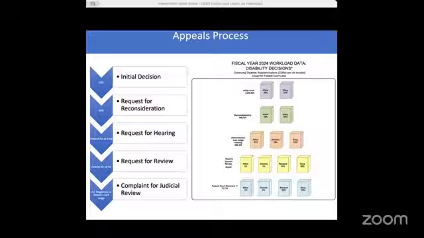I should note these are national numbers. This is a chart from the Social Security Administration. So depending on where you are, the statistics might be slightly different. This is sort of like national averages.